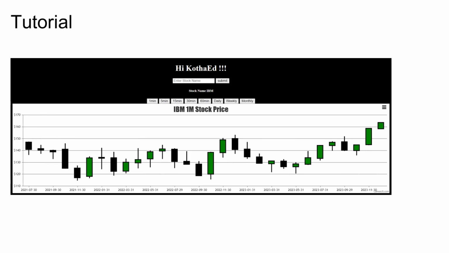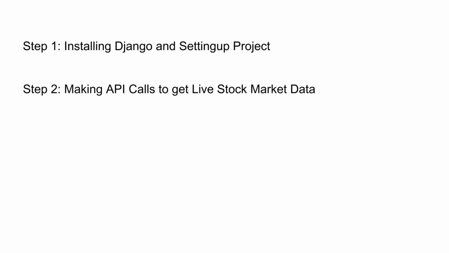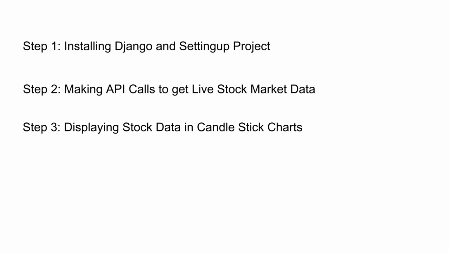The project which we are going to develop in this tutorial is to show the live stock market data in candlestick charts. Let's see the main steps in this project. Step 1. Installing Django and setting up the project. Step 2. Making API calls to get the live stock market data. And step 3. Displaying the live stock market data with candlestick charts. Let's dive into the coding.